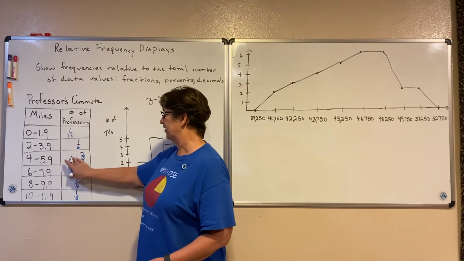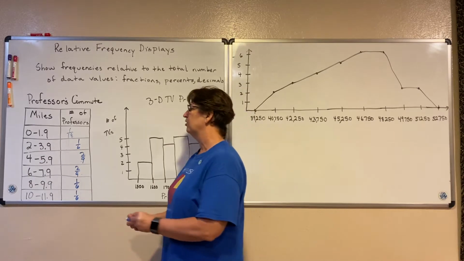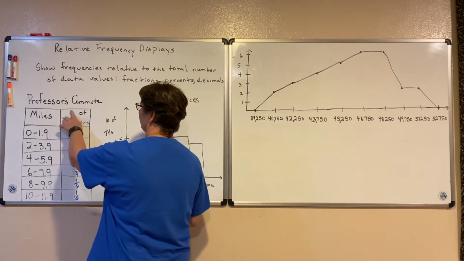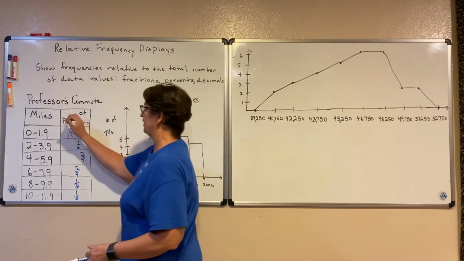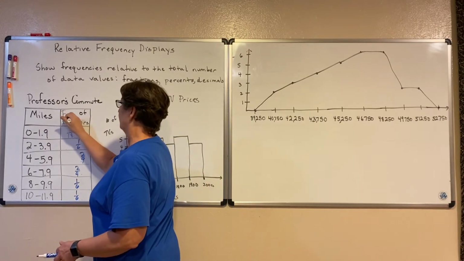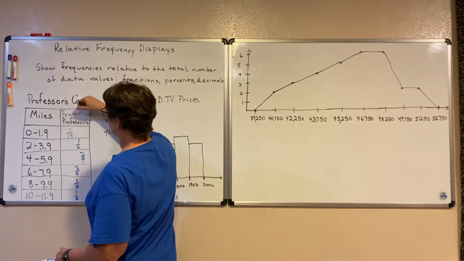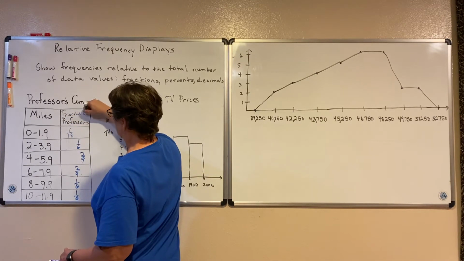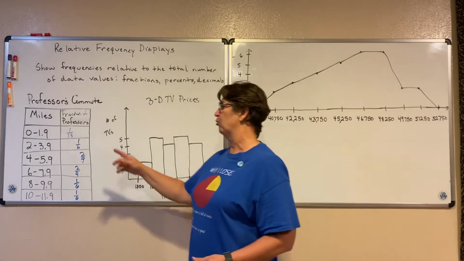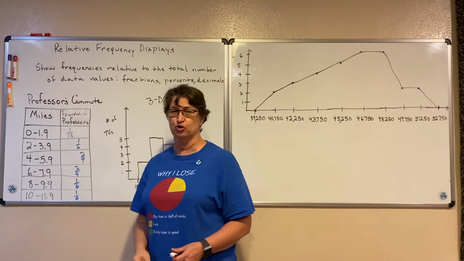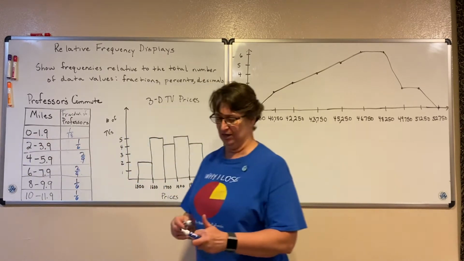The only other thing I need to change to make it a relative frequency table is that instead of the number of professors, this needs to say the fraction of professors. I no longer know for sure how many total professors we interviewed, but I know that 1 out of every 18 that we interviewed drove between 0 and 1.9 miles.